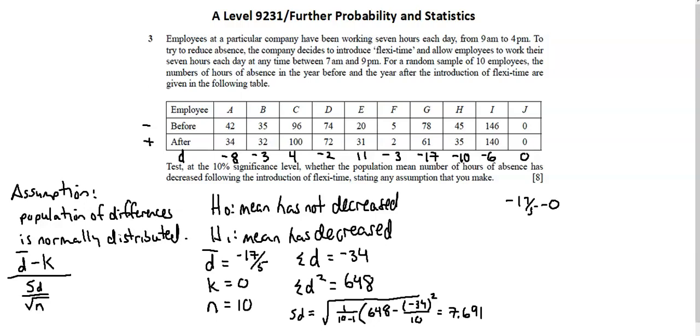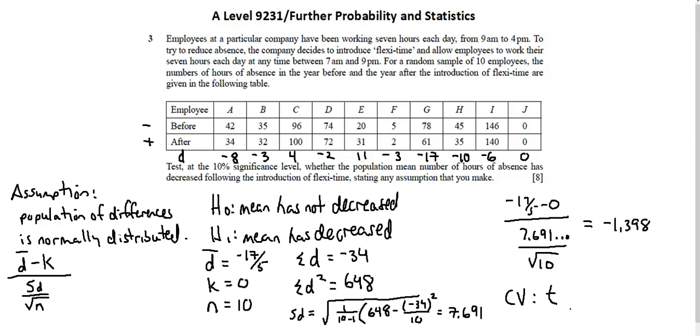And now to calculate the test statistic, our mean, negative 17 over 5 minus 0 over the ratio of the standard deviation, which is 7.691, and I'm going to indicate that there's a more precise value there, over the square root of the sample size, which is 10, which simplifies to negative 1.398.